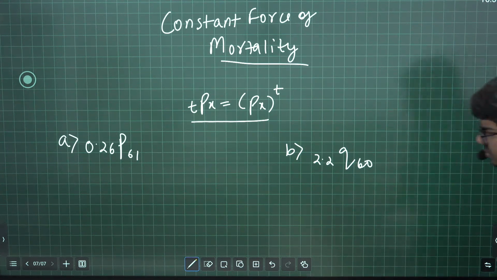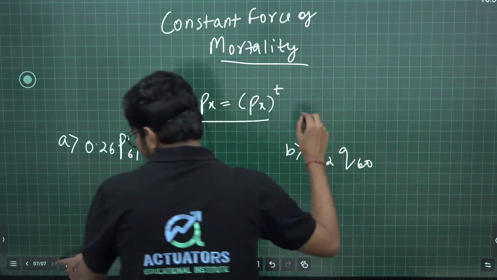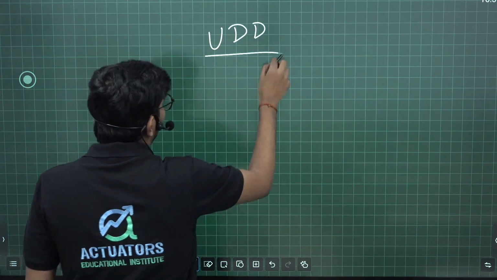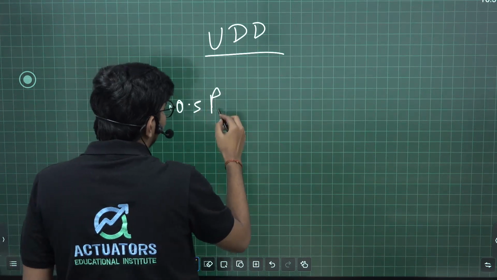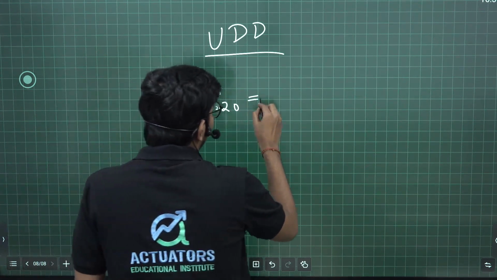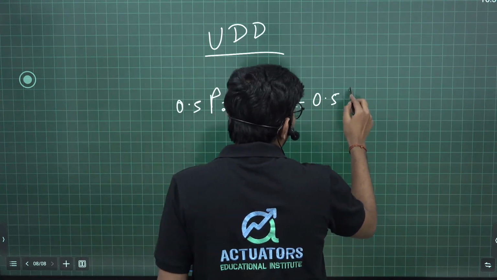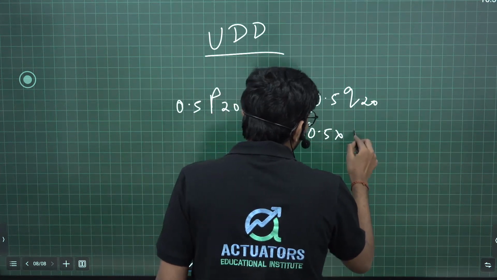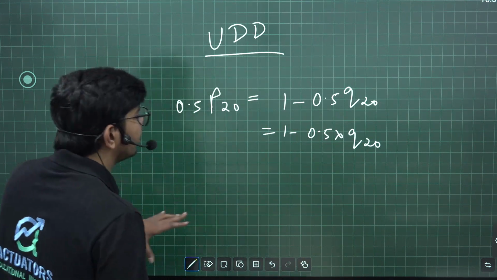So let me just give a quick example of what it essentially means. If I were to refer back to my UDD problem, let us say we were asked to calculate the answer of 0.5 P20. My answer for 0.5 P20 under UDD would be 1 minus 0.5 Q20, which is equal to 1 minus 0.5 into Q20. This is what the implication of UDD would have been.